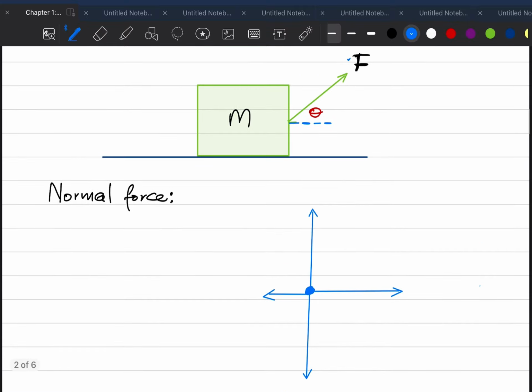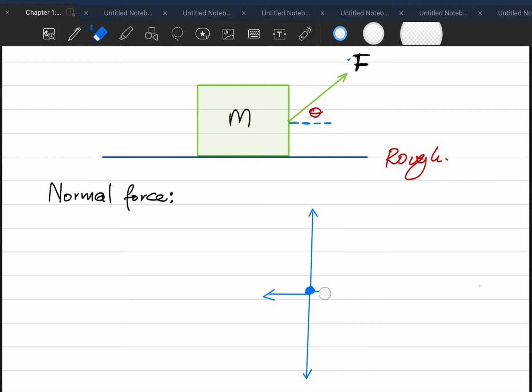Now let's take, for argument's sake, that our surface is rough. Okay, we have a rough surface. That means there is frictional force. So now, since our force is pulled at an angle, we're gonna rub this off like so. That means our force is at an angle. So now I know that I have my, let me be consistent, let me use a blue color here.